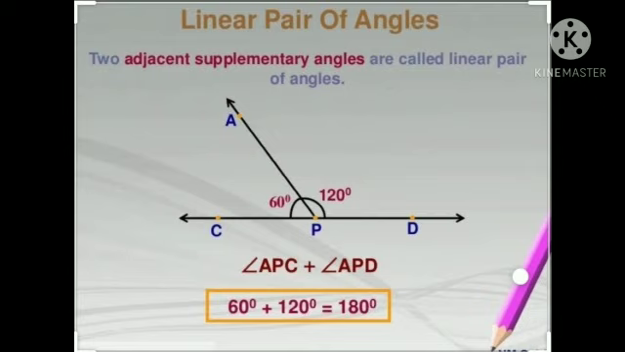So always remember that angles in a linear pair are always supplementary, which means the measure of the two angles is 180 degrees. Understood? So here your common arm is AP, and in the other arms, see whether they are in a straight line or not. Yes, the arms are in a straight line. See, C, P, D are in a straight line. So it is known as a linear pair of angles.